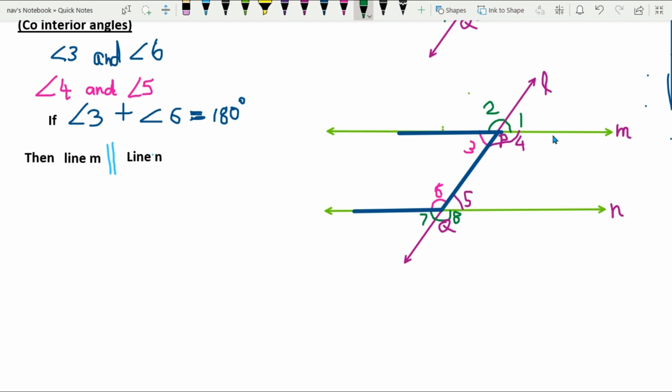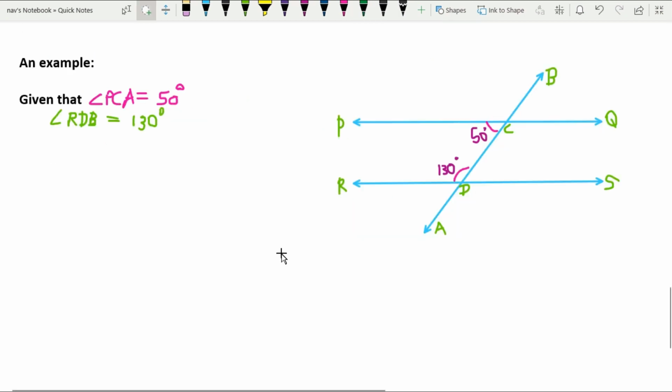You can similarly draw the C shape here also. So inside the C shape, angle 4 and angle 5 will be there. But we have drawn the C shape only on the left side. You should always remember the C shape. It will be very helpful. Let us take an example.